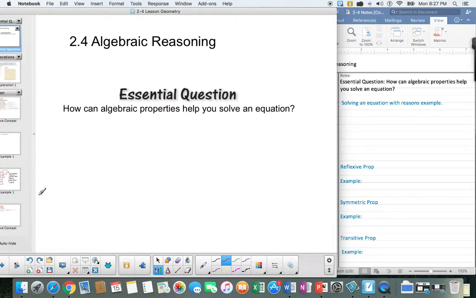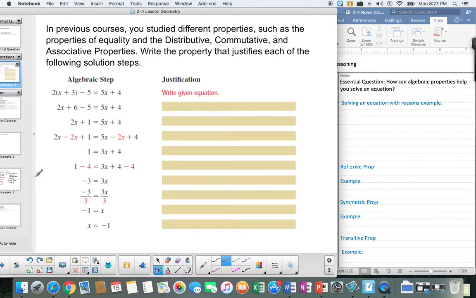Lesson 2.4, Algebraic Reasoning. Essential question: how can algebraic properties help you solve an equation? So let's go to what we did last year in algebra. We're going to solve an algebra problem, and we're going to list all the reasons. These are the kinds of things we're going to do in this course. When we do steps, we're going to have reasons for why we do them.